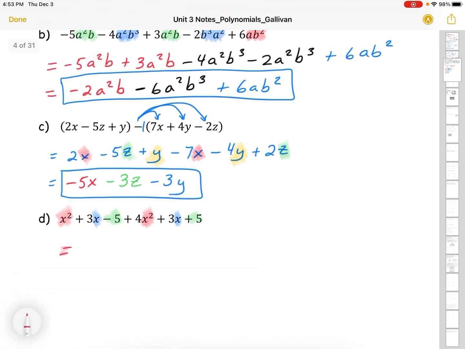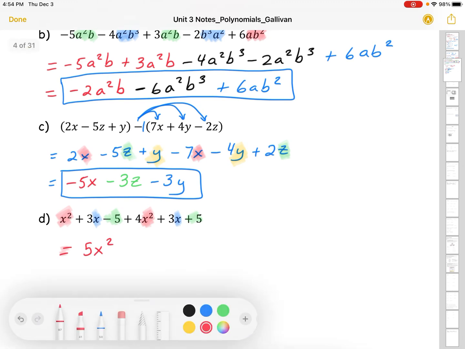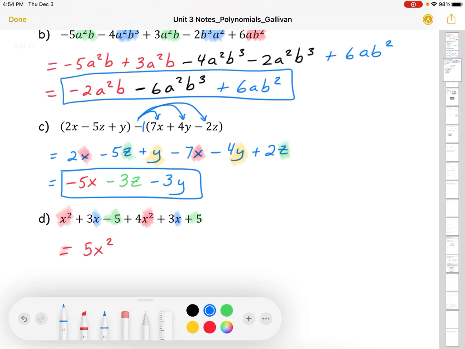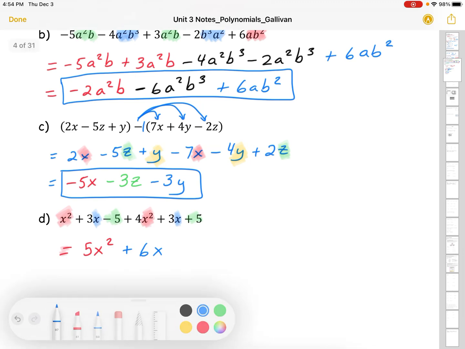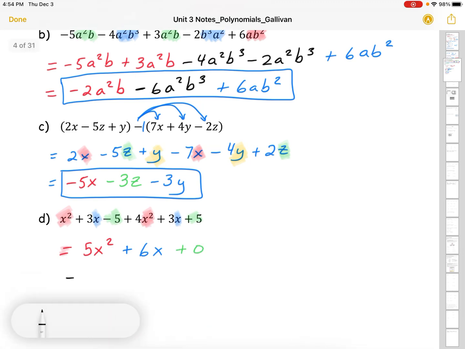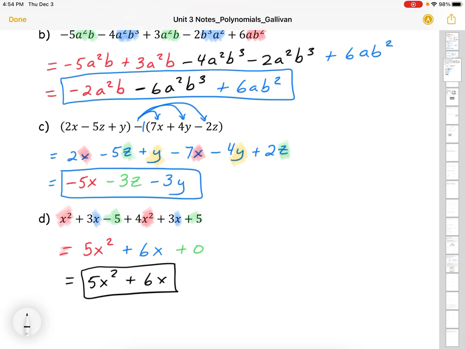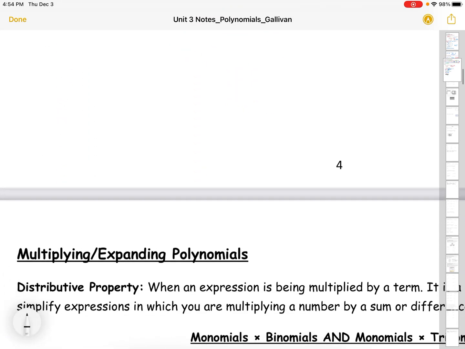Okay, so this equals x squared plus 4x squared, that would be 5x squareds, right? And then I have 3x plus 3x, so that's 6x. And then I have negative 5 and positive 5. So that's actually 0, right? We can write plus 0, but normally we would just write 5x squared plus 6x. We're lazy mathematicians, so we're not going to write that 0 down. Very colorful today. All right.